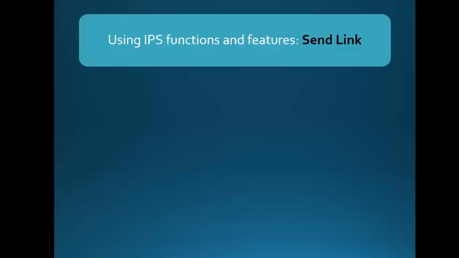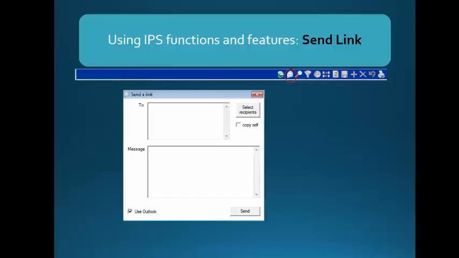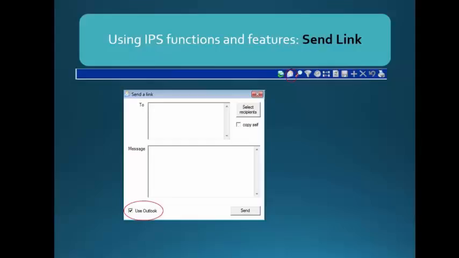You can also send a link to a proposal via Outlook. When you have the proposal screen displayed that you want somebody to view, press the send link icon on the toolbar. Select the Use Outlook box and press Save. This will open your Outlook and create an email with the IPS link embedded for you to edit, then send to any recipient.